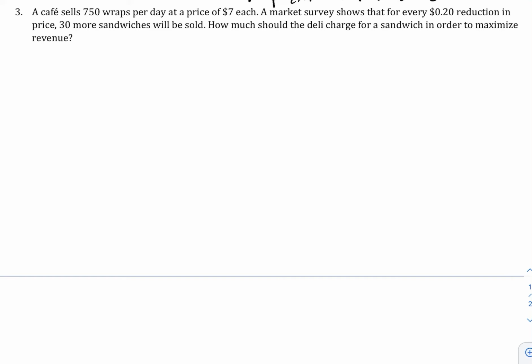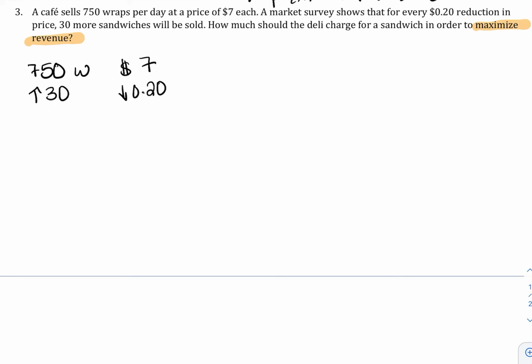All right, so the key here is, again, that we're trying to maximize revenue. So we need to take the derivative of the revenue function. Now, it doesn't give us the revenue function, so we need to figure that out on our own. So what do we have? We know that a cafe sells 750 wraps a day, and they sell them at $7. And then it tells us that if we reduce it by 20 cents, there will be 30 more sandwiches or wraps.